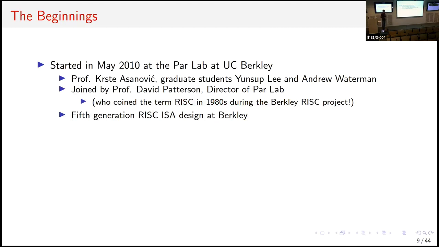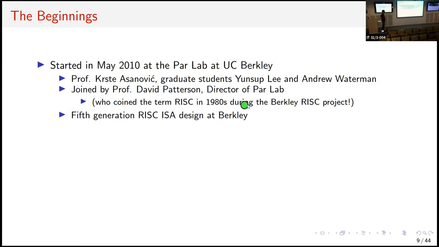So as I said, originally RISC comes from the RISC-1 project in the 1980s. And when there is a RISC-1, there's maybe also a RISC-2. In fact, in RISC-V, the V is for the fifth generation of RISC ISA designs at Berkeley. That all started in May 2010 at the Par Lab at the University of California, Berkeley, by Professor Asanovic, I'm sorry if I didn't pronounce that name correctly, with graduate students Lee and Waterman, together with David Patterson. That name is not a coincidence. That's the same Patterson that also led the RISC-1 project, and he will come up again later.